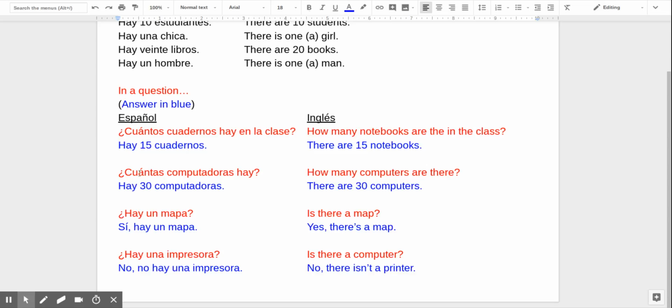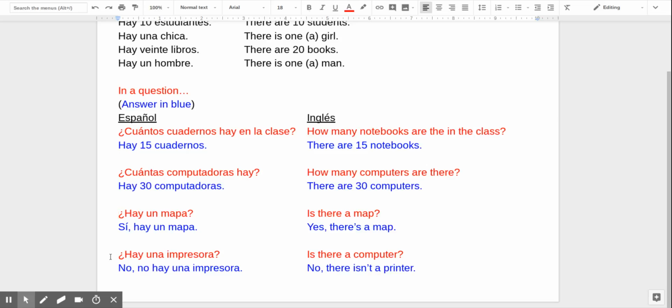And you'll notice too that instead of using the word cuántos at the beginning of the question, I took that out and I started the question with the word hay. When I do that, the question is asking either is there or are there. So if I had something plural here, then it would mean are there, but since it's just singular, it means is there. ¿Hay un mapa? So is there a map? Sí, hay un mapa, yes, there's a map.